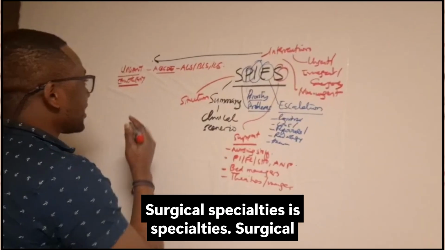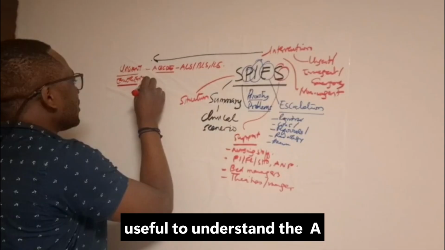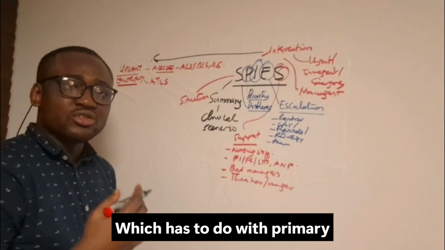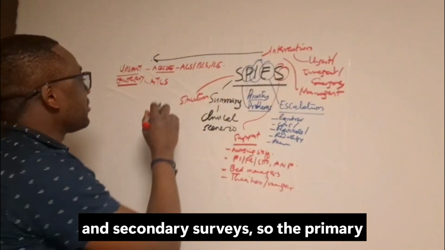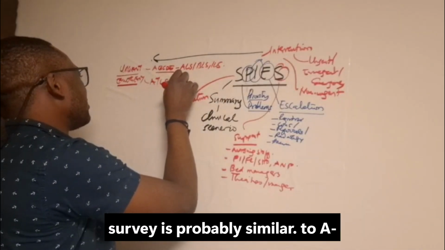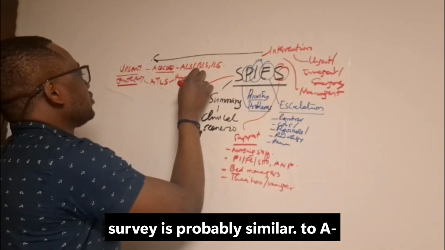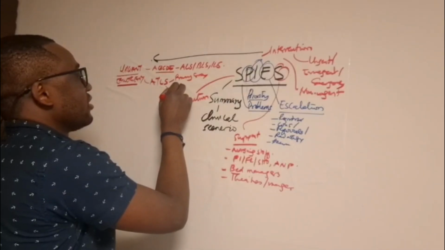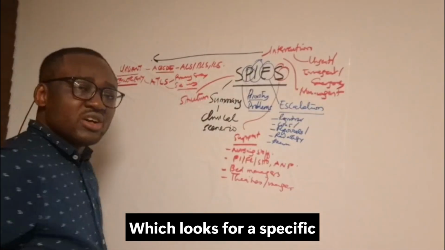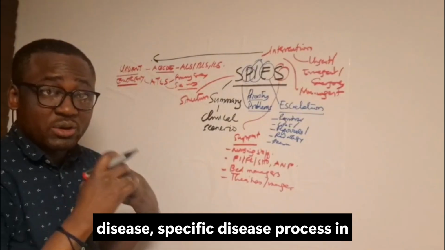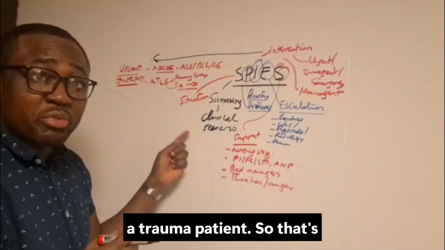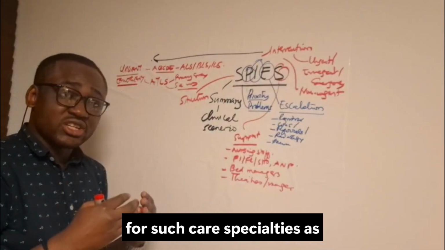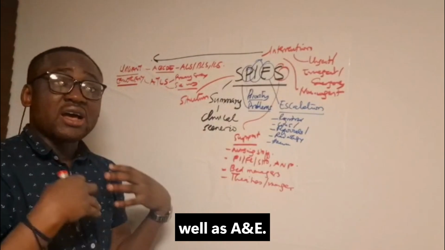For surgical specialties, it's useful to understand the ATLS protocol, which has to do with primary and secondary surveys. So the primary survey is probably similar to A to E. Then you have the secondary survey, which looks for specific disease processes in a trauma patient. So that's very useful for trauma, for surgical specialties, as well as A&E.